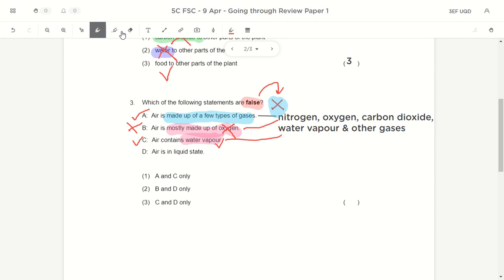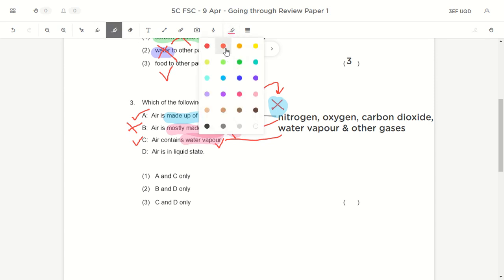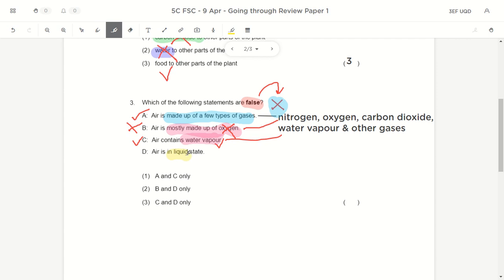Air is in liquid state. Is it true? Before we learn about solid, liquid, and gas, is air in liquid state? No, air is not in liquid state because air has no definite shape and also no definite volume. Liquid has no definite shape but has definite volume. So air is actually in gas state. It's not liquid state, it's a gas state. So this is wrong, and I want things that are wrong. So out of A, B, C, D, only B and D are wrong. Answer is 2. So I'm going to write it over here.